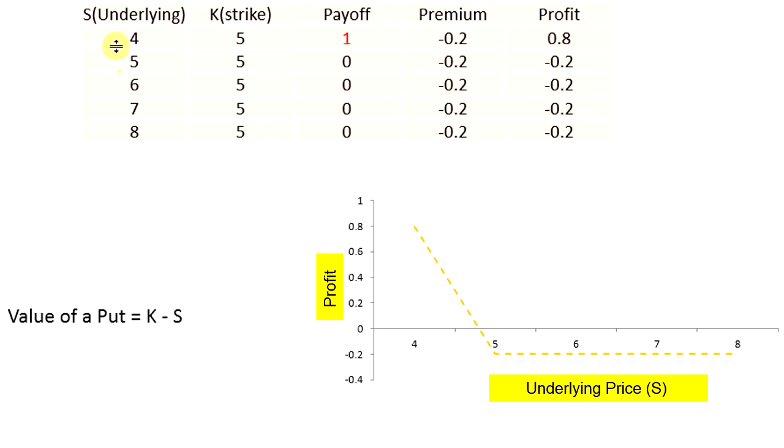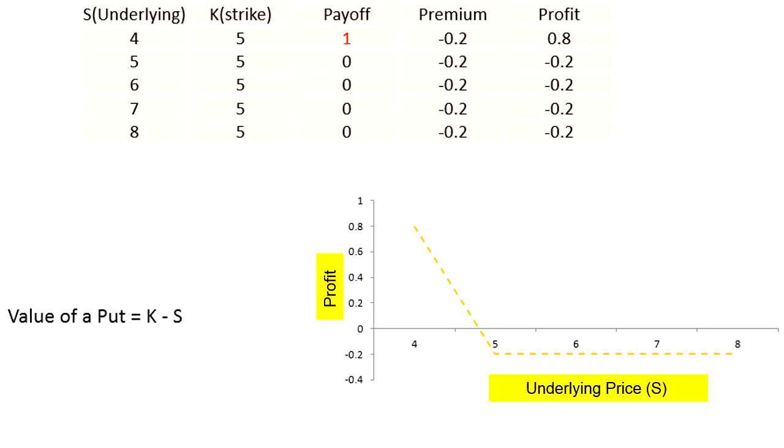So the only time the option becomes profitable is here, when the underlying is lower than the strike. So your payoff is $1, and then after you take off the premium of minus 0.2, you make a profit of 0.8. So that's what you can see. The diagram looks like this.